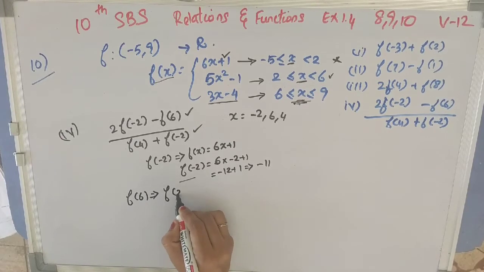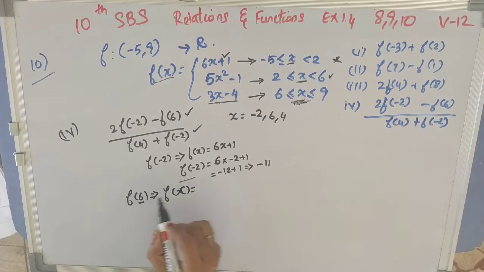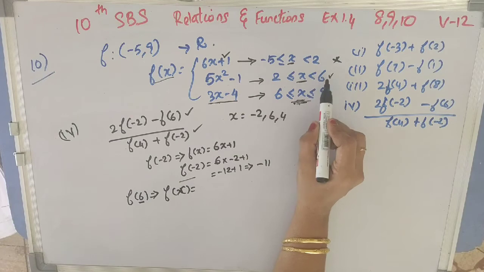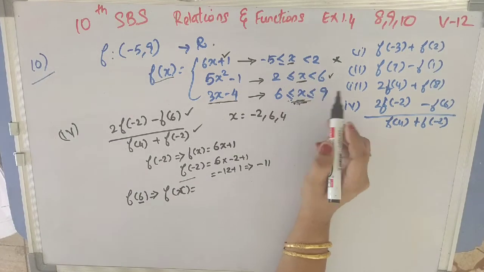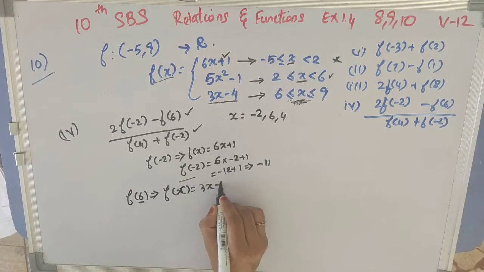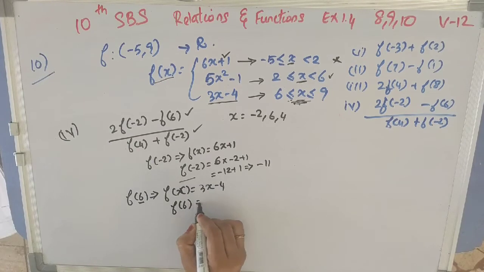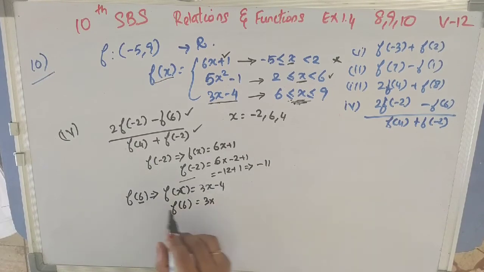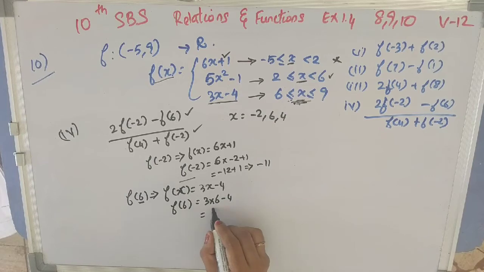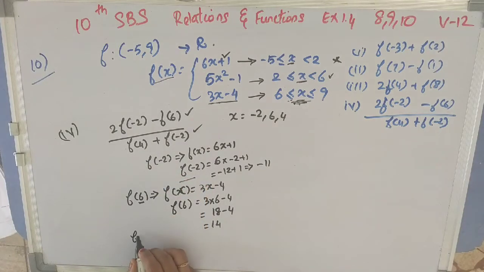Then, we need to find what is f of 6, isn't it? f of 6: 6 lies between 6 and 9. We can't take the second condition because it is less than or 6. Only in the third condition it's clearly given x is greater than or equal to 6. So we have taken 3x minus 4. So f of 6 is equal to 3 into 6 minus 4, that is 18 minus 4, which is equal to 14.